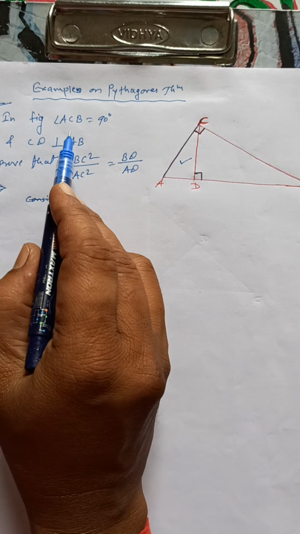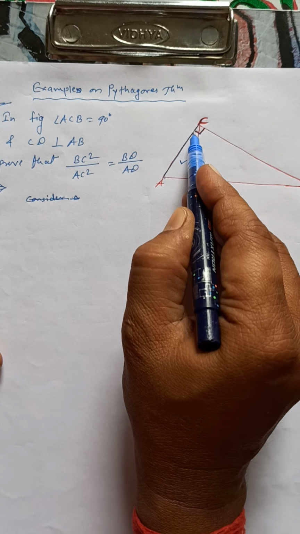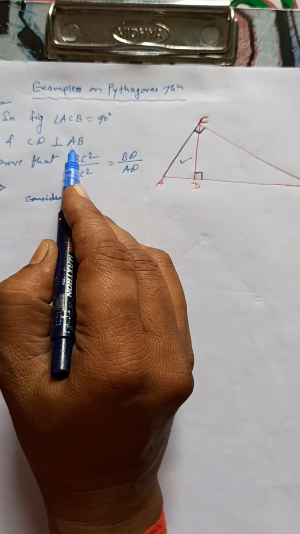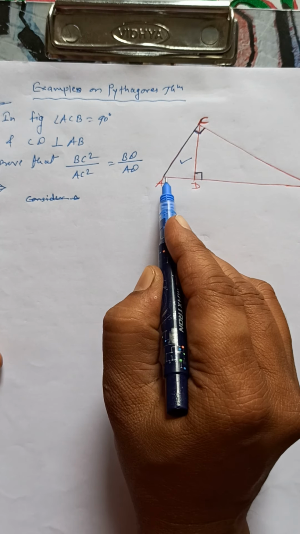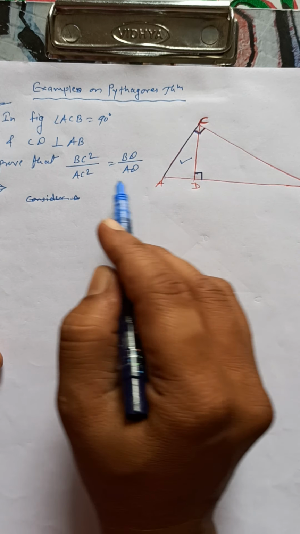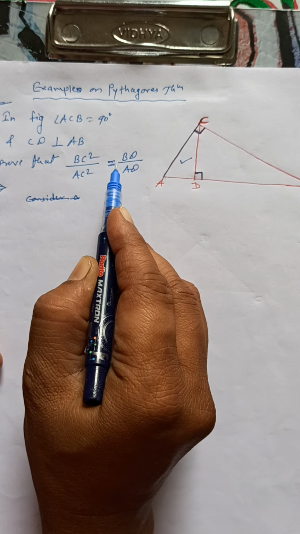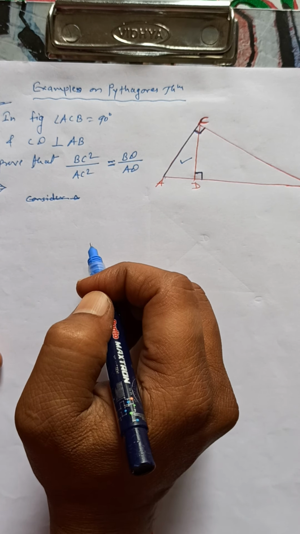In figure, angle ACB is 90 degree. That angle ACB, this angle is 90 degree. And CD is perpendicular to AD, which will make this angle a 90 degree. Prove that BC square upon AC square is equal to BD upon AD. So how we can prove this?